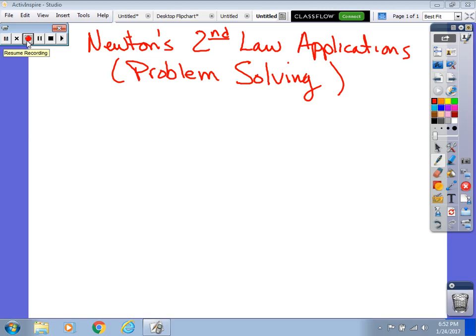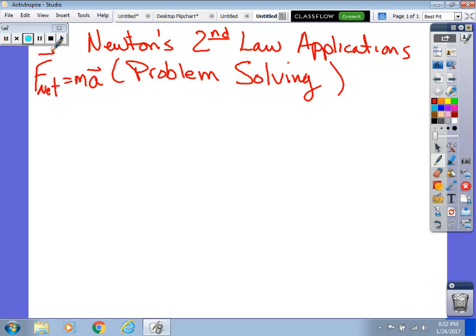Okay, so conceptually we've looked at Newton's three laws. From a problem-solving and practical standpoint, really the law that you use the most is Newton's second law. So typically what you're using is F net is equal to ma.